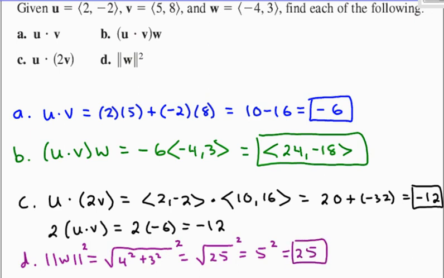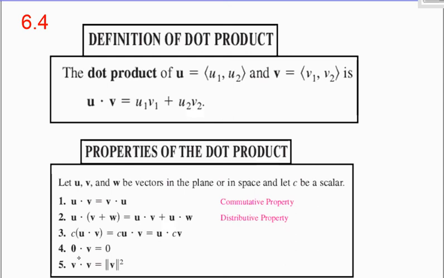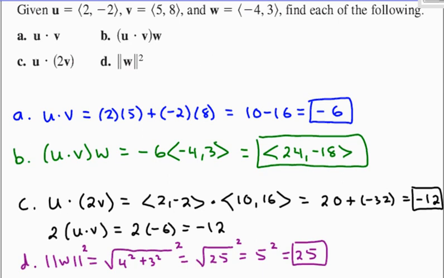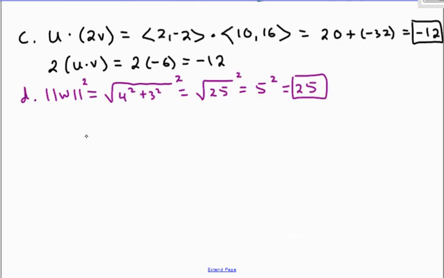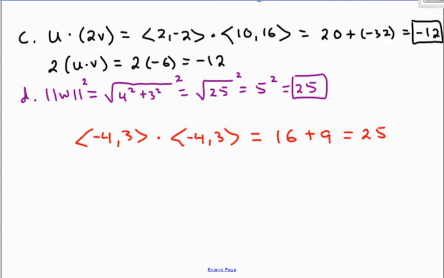Okay. Now, we had a property back here that said V dot V is the magnitude of V squared. So let's see what we'd get if we did W dot W. So if I took <-4, 3> and did the dot product of that, I'm going to do negative 4 times negative 4, which is 16, plus 3 times 3 is 9. 16 plus 9, look at that, 25. Boom.